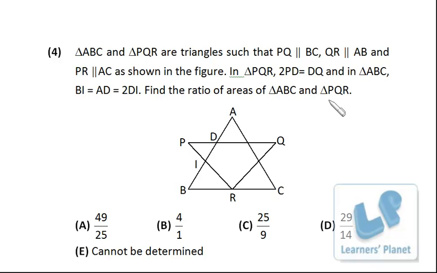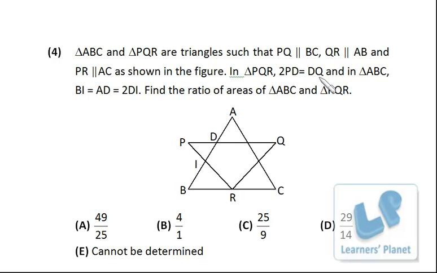Now first of all, ABC and PQR, these are two similar triangles, right? Because PQ, QR, PR are parallel to BC, AB, and AC respectively, right? So both the triangles are similar to each other. Now for similar triangles, their areas are in the ratio of the squares of their sides, right? So we just have to get an idea of the sides. Now in PQR, 2PD is equal to DQ.